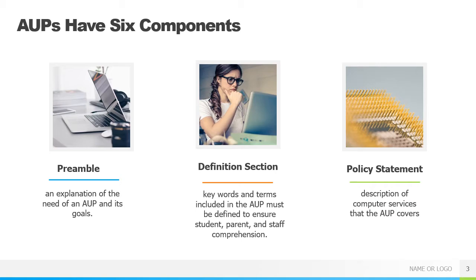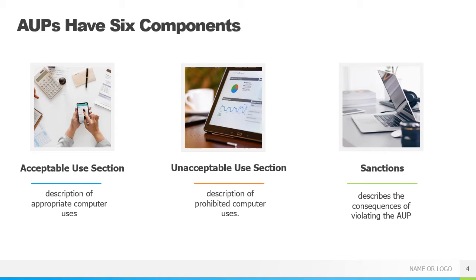Another element is the policy statement. Such a statement may outline the benefit of email systems, the ability to gain information from websites, and how to connect with other people through the use of instant messaging. The acceptable use section defines appropriate student and employee use of computer resources. Unacceptable uses gives clear and specific examples of what constitutes unacceptable student and employee use of computer resources.